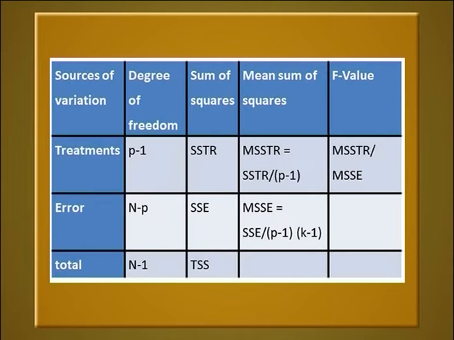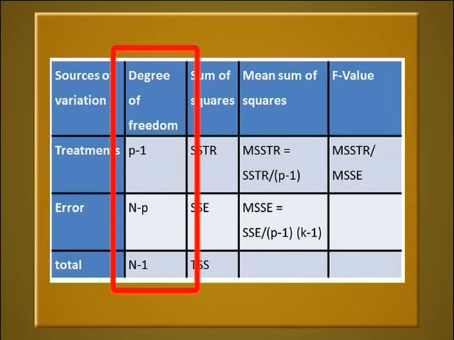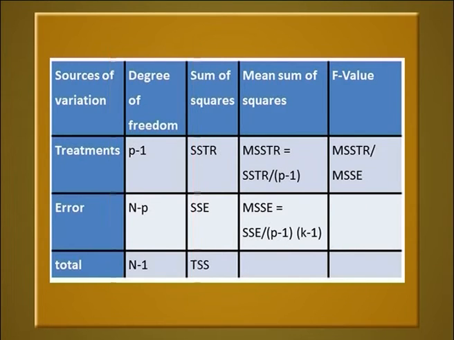In one way ANOVA, or in completely randomized design, only treatments are affecting the response, hence the total sum of square is split into treatment sum of squares and error sum of squares. So, the different variations are the total, the treatment and the error. Write down the corresponding degrees of freedom in the second column. For treatment it is p minus 1, for error it is n minus p, and for total it is n minus 1. For error, actually, it is calculated as the degrees of freedom of total n minus 1 minus the degrees of freedom for treatment p minus 1, which gives n minus p.